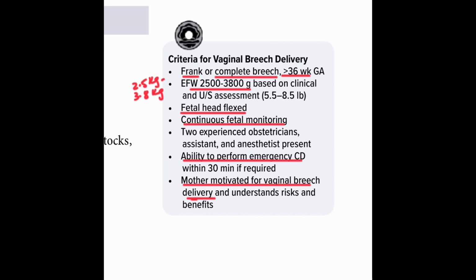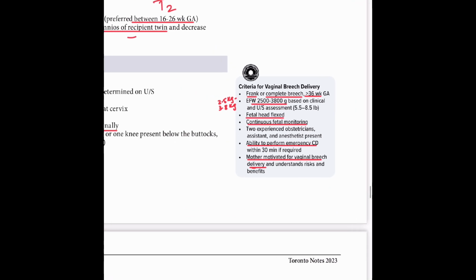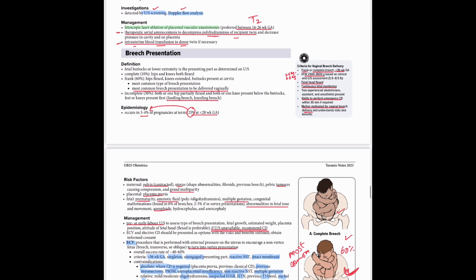And then we'll continuously monitor the fetus, and two experienced obstetrician assistants and anesthetists present, with ability to perform emergency c-section. So we are trying vaginal delivery, but there should be an option if we need to go for emergency c-section within 30 minutes if required, and mother is motivated for vaginal delivery, then we're gonna try for it.